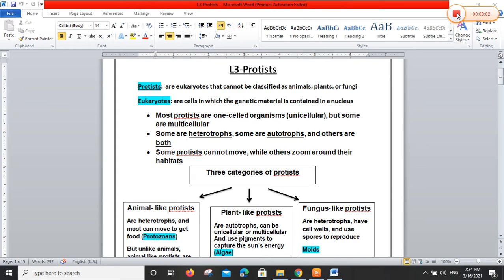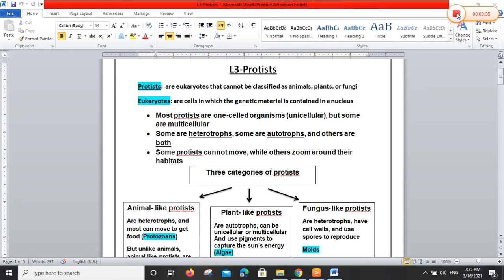Good morning, grade 9. Today we are going to start lesson 3, protists. We mentioned before viruses, lesson 1, and lesson 2, bacteria. When we spoke about bacteria, we mentioned bacteria are prokaryotes, and prokaryotes mean no nucleus. But protists are eukaryotes. Eukaryotes means the genetic material is contained in a nucleus.